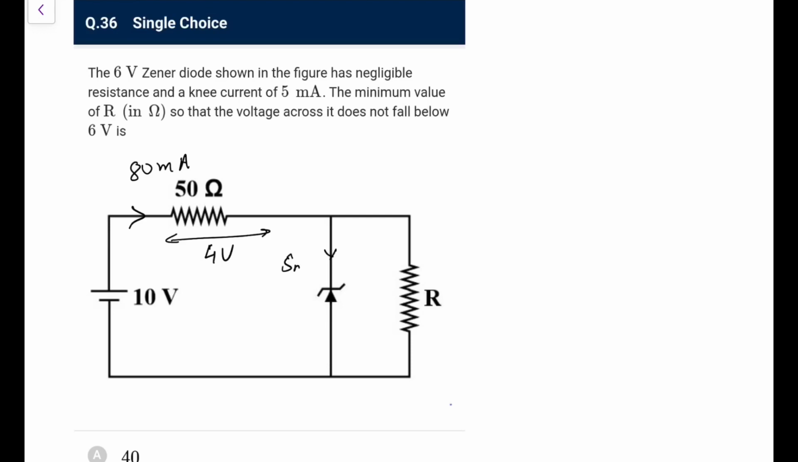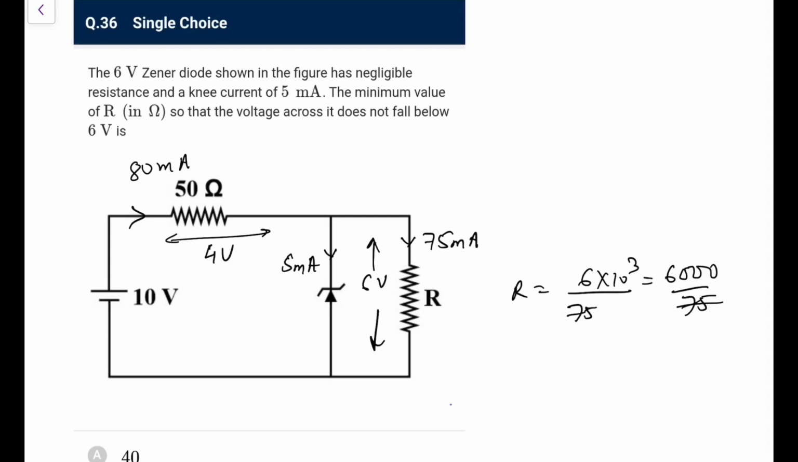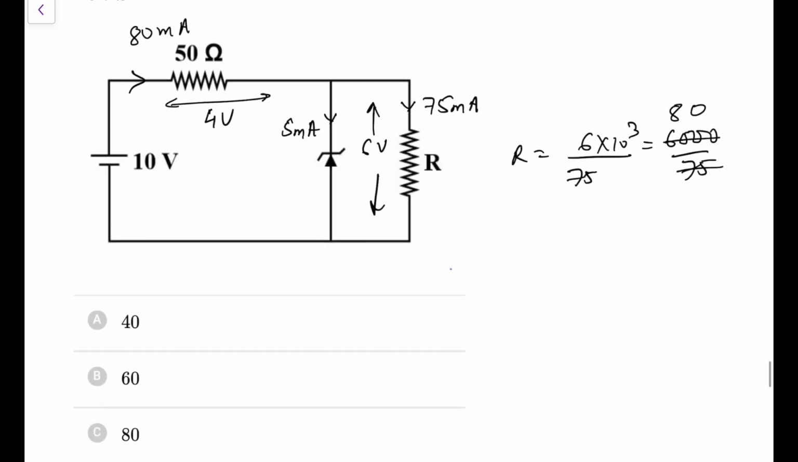Let's say in the limiting case 5 milliampere flows here, and it would be 75 milliamperes, and the drop would be 6 volt. So the resistance would be 6 volt upon 75 into 10 to the power minus 3, that is 10 to the power 3. So it is 6000 by 75. If I do this, 75 into 8 is 600, it would be 80. So the value of resistance comes out as 80 ohms. Directly you can make it out.